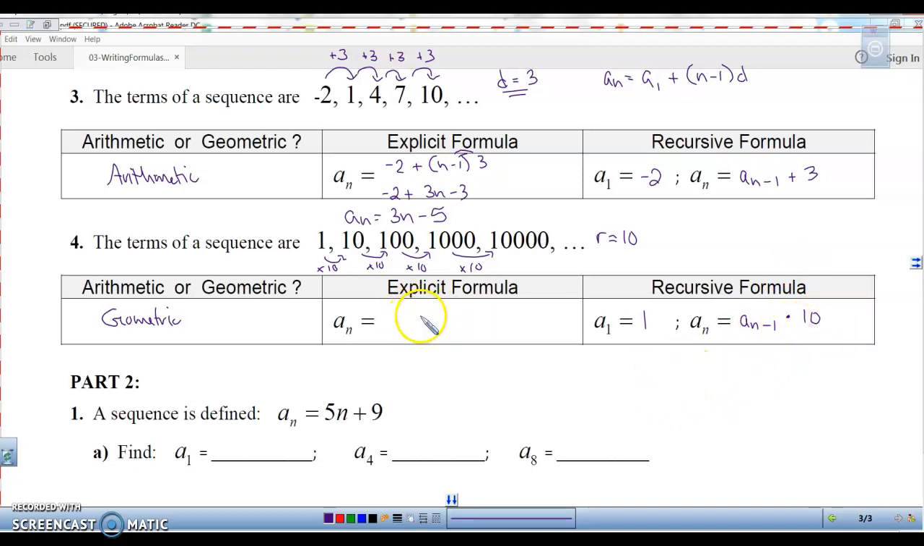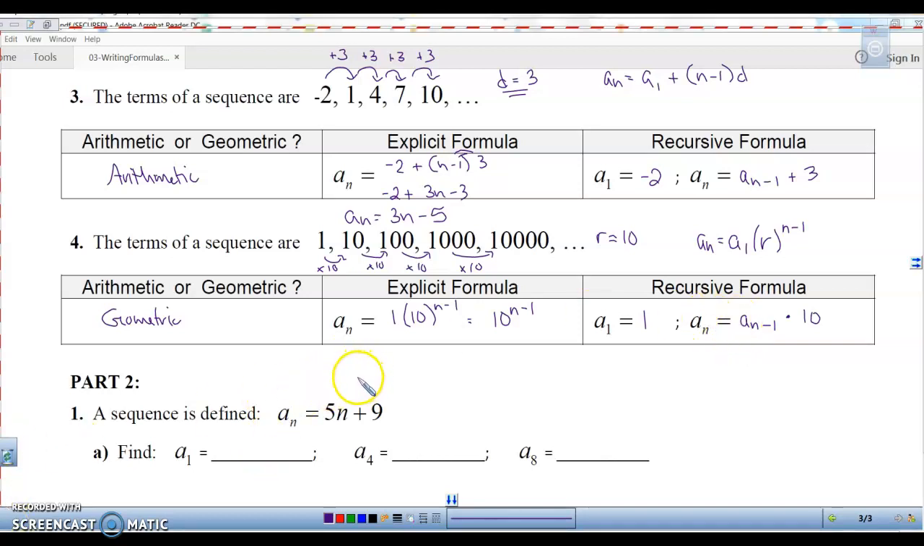All right, the explicit formula, you have to be careful about this. The formula is, again, A of n equals the first term times the common ratio multiplied n minus 1 times. So the explicit formula for this one is going to be 1 times my common ratio, 10, to the n minus 1. And you can simplify that if you want to, because 1 times 10 to the n minus 1 is just 10 to the n minus 1. That would work quite well. Okay, so that is the explicit formula, and that is the recursive formula for this.